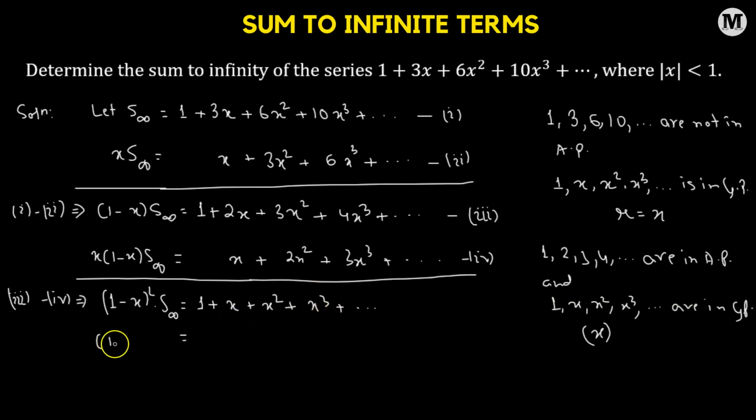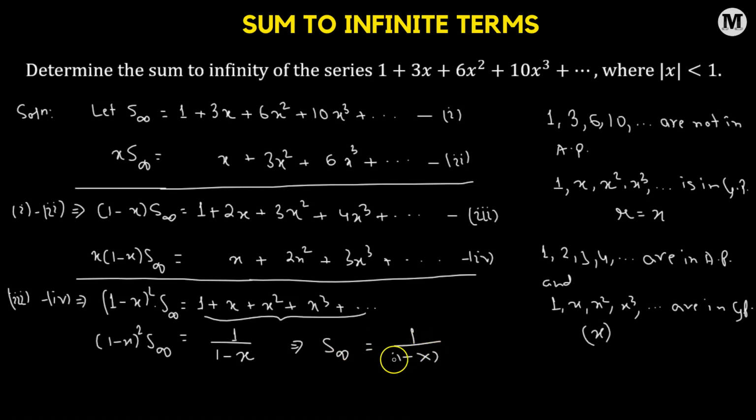So now we have 1 minus x whole squared times the sum of the infinite terms. The sum on the right hand side is an infinite geometric series, and we know the infinite geometric series whose first term is 1 and the common ratio is x has a sum given by the first term divided by 1 minus the common ratio. That means the sum of the infinite terms comes out to be 1 over 1 minus x whole cube. So this is going to be the sum of the given infinite series.